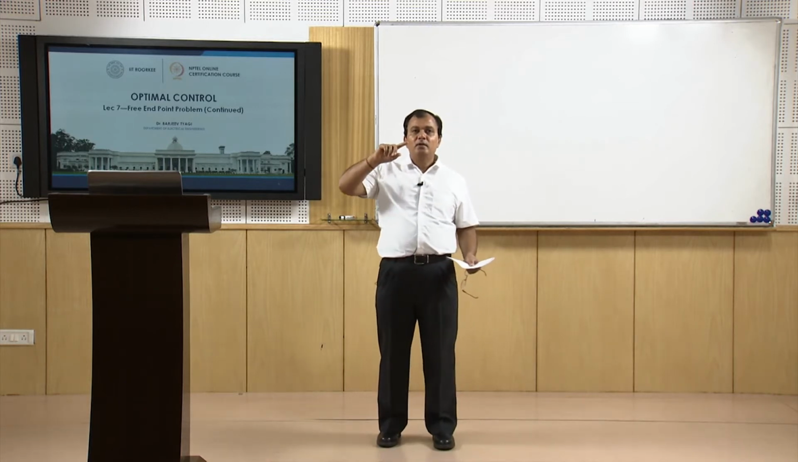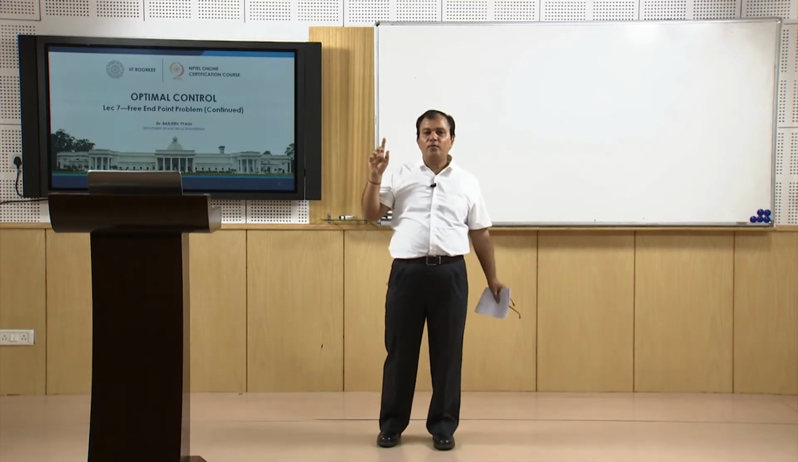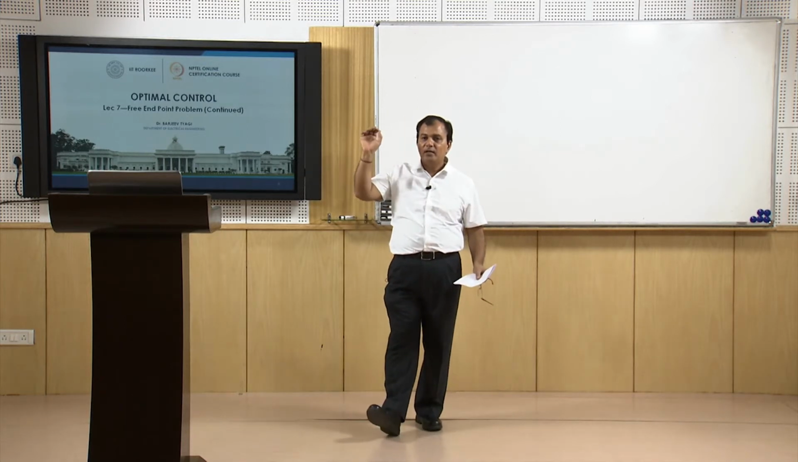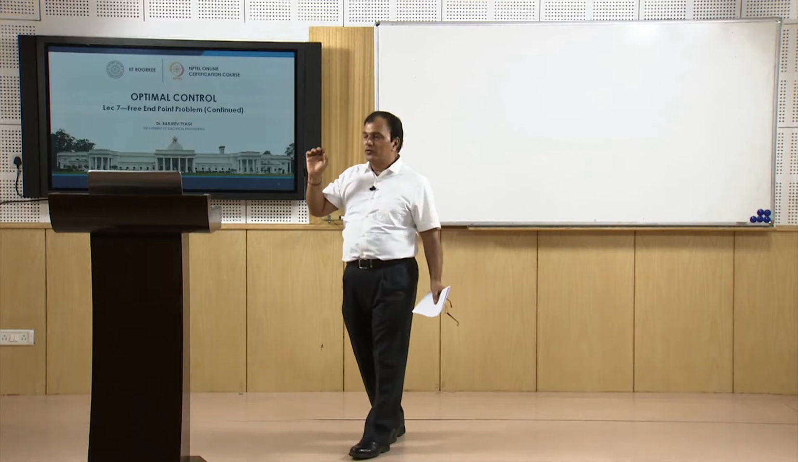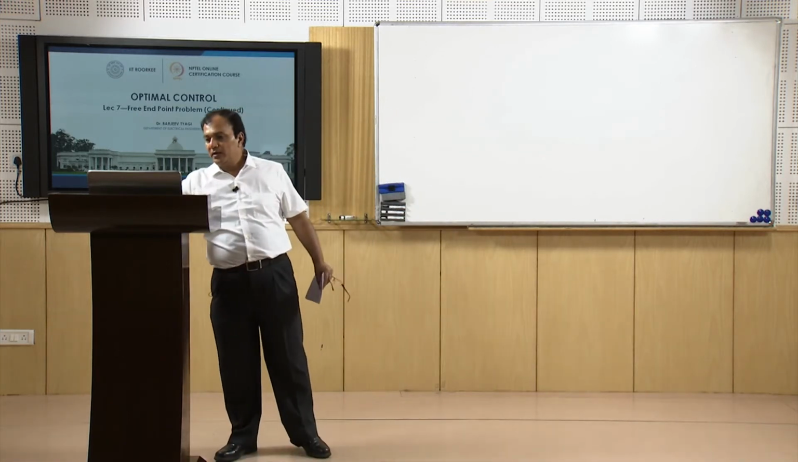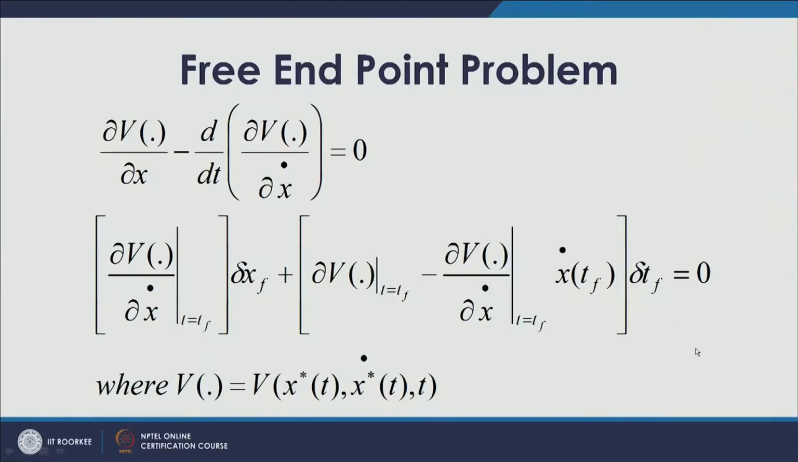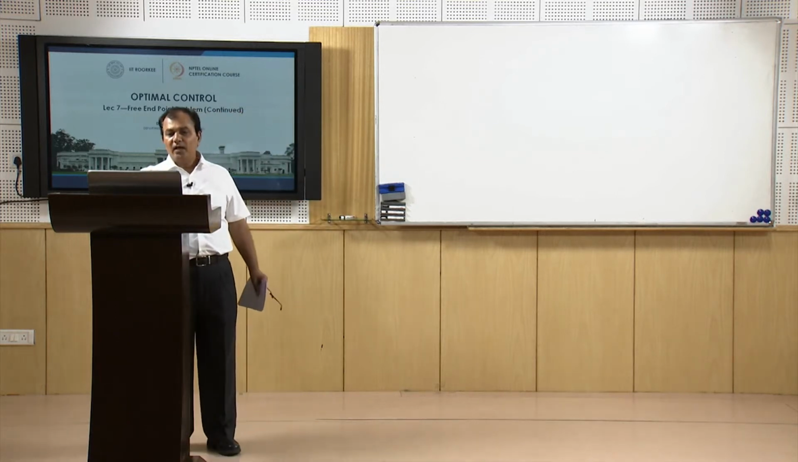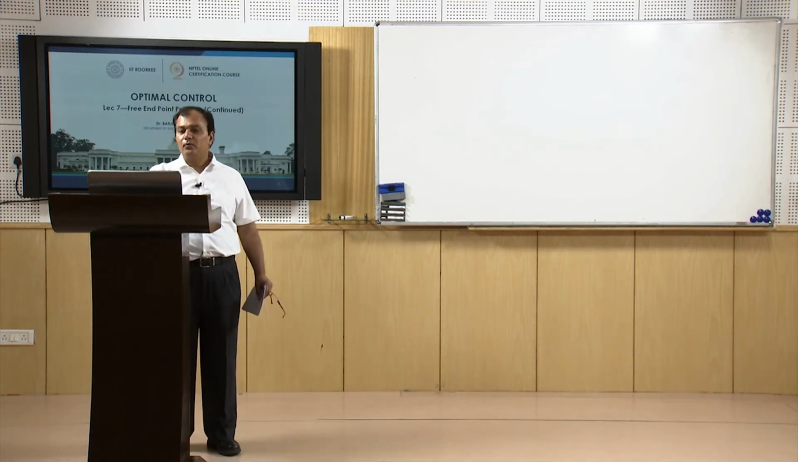both tf and x of tf were fixed, the initial point is also fixed, the terminal point is also fixed. So, at the terminal point delta xf and delta tf will be 0. The second case we have seen is that in which tf is fixed and x of tf is free.